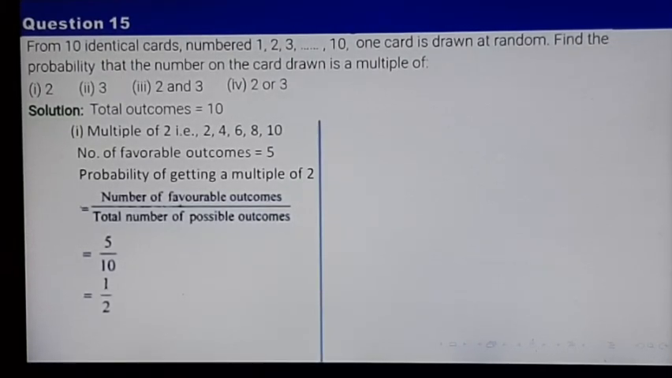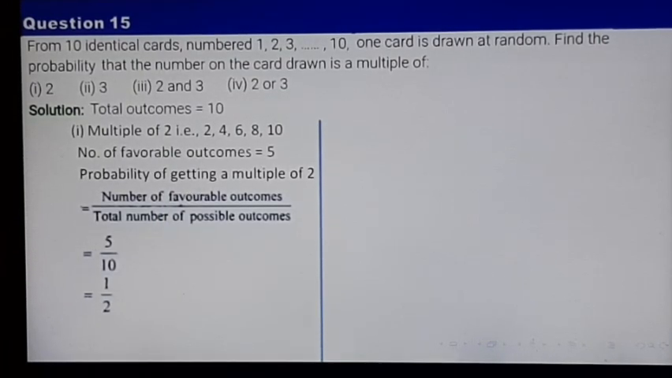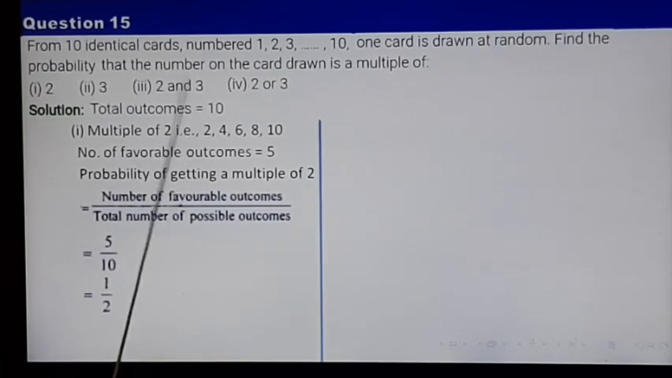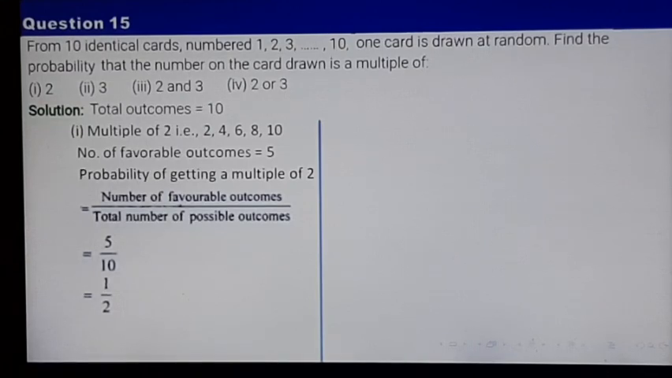Now let's move on to the fourth question. Let me give you a hint for the second and third. The second is the same as this one, so you won't have any problem with that. But here we see that the number has to be a multiple of 2 and 3. That means the multiple of 2 and 3 should be equal to a multiple of 6, right? The number which I choose has to be a multiple of both 2 and 3. That means the number chosen has to be a multiple of 6. So you will try 2 and 3 by yourself.